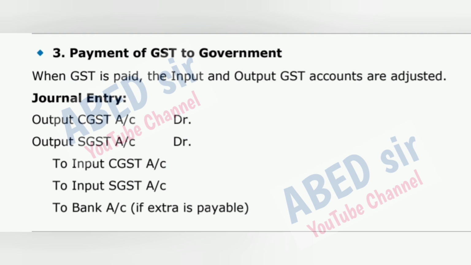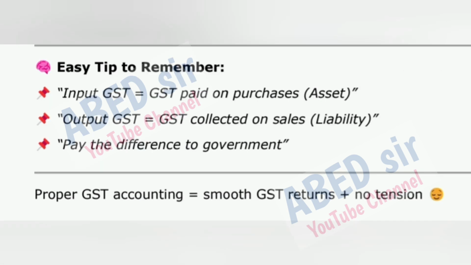Journal entry. Easy tip to remember. Input GST is equal to GST paid on purchases, an asset. Output GST is equal to GST collected on sales, a liability. Pay the difference to the government. Proper GST accounting is equal to smooth GST returns plus no tension, relieved face.